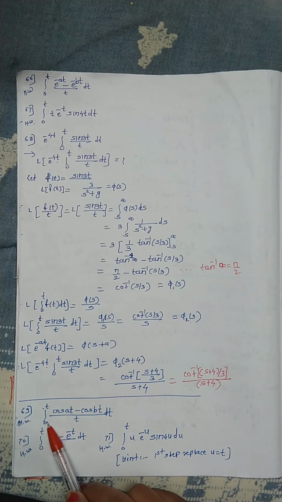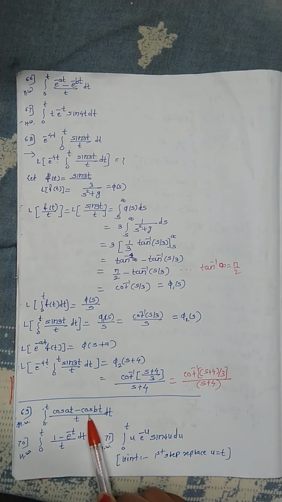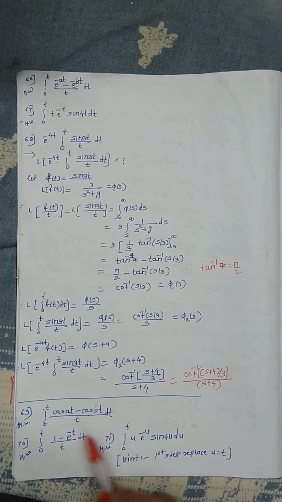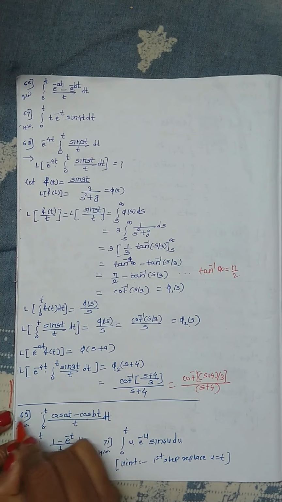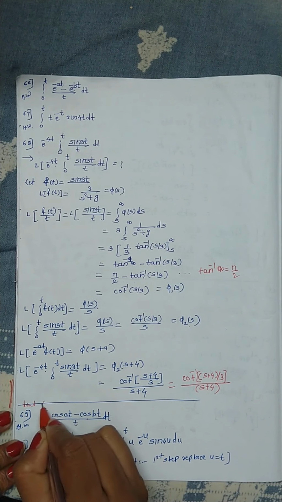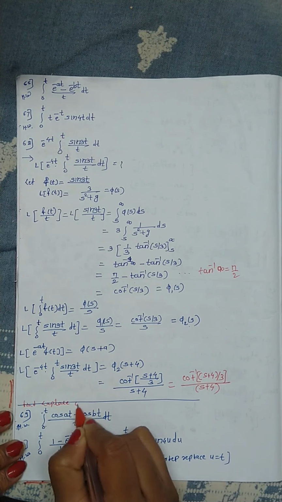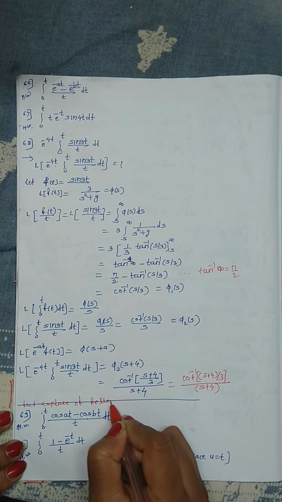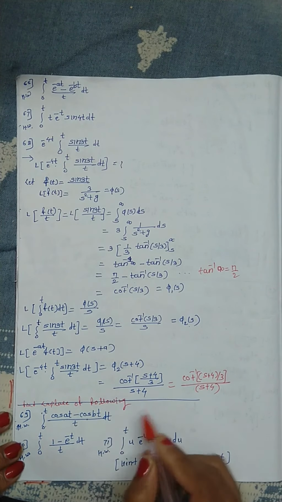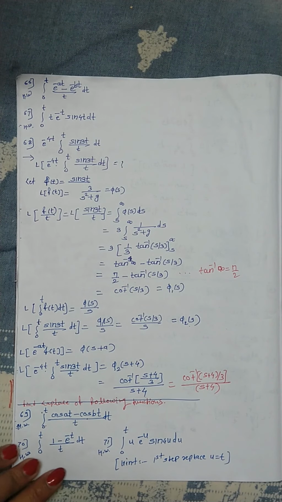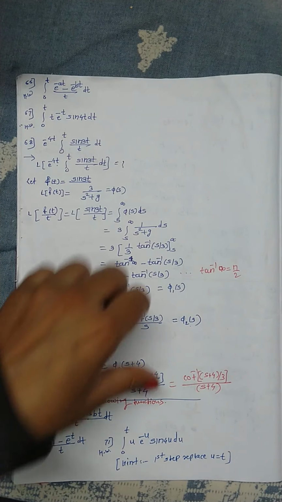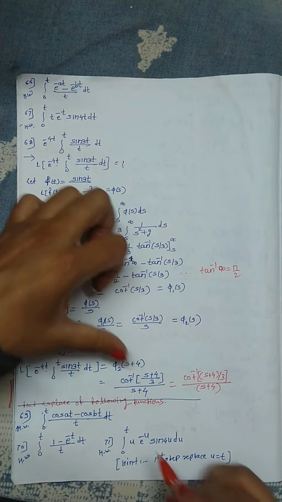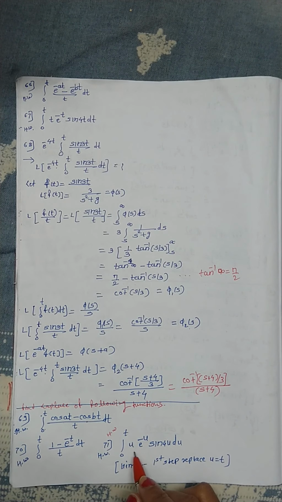The first one is the integration from 0 to t of (cos at minus cos bt) upon t. We have to find out the Laplace of all these things. Okay, this is the question: find the Laplace of the following functions or integrations. These are three examples for homework.